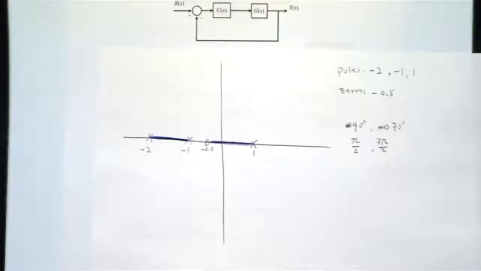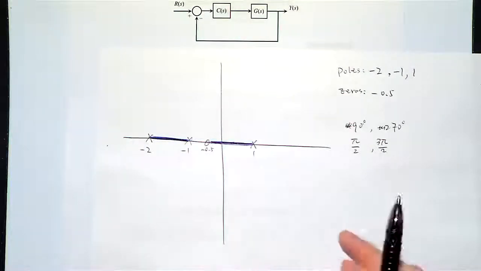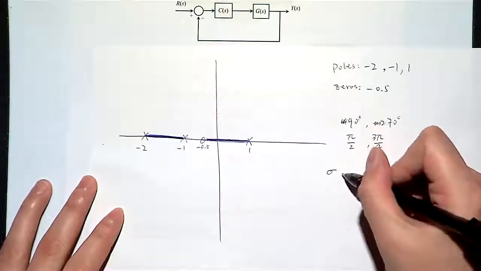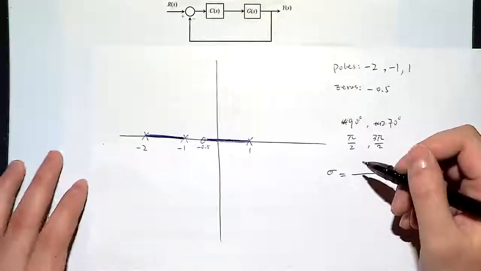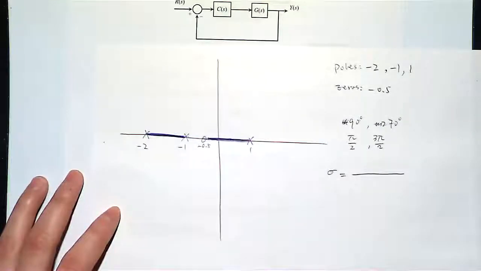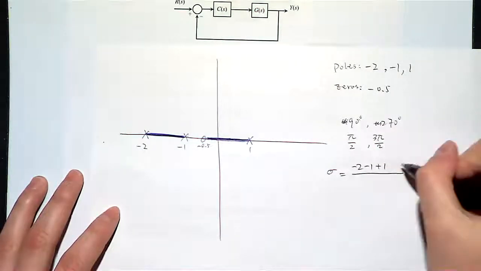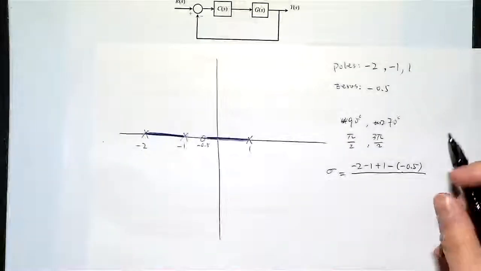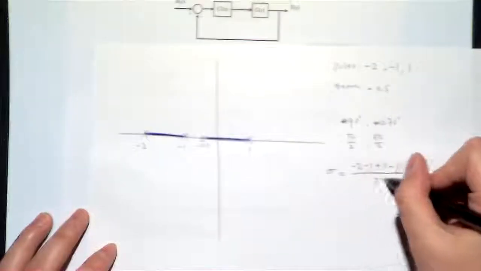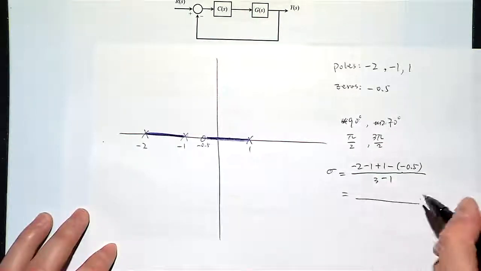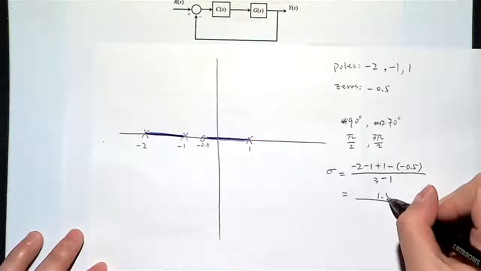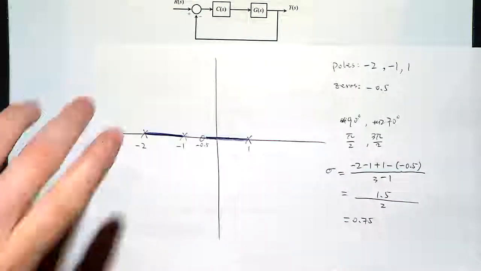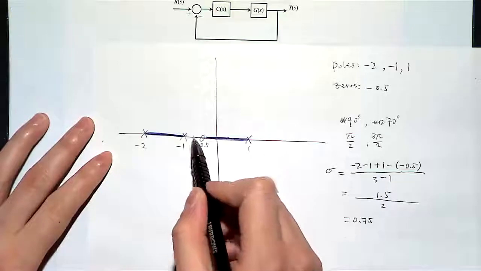And now you need to know where on the real axis your asymptote intersects, right? So the intersection point, again according to the formula, will be the sum of your poles minus the sum of your zeros, over the difference, the relative order, actually. So it's 3 minus 1, right? And here you just get 1.5 over 2, which gives you 0.75. So you know that your asymptote is located here.